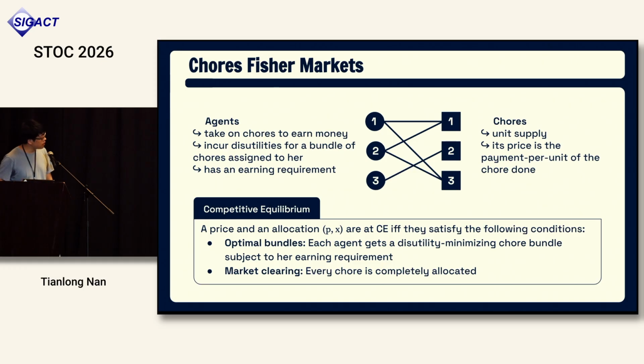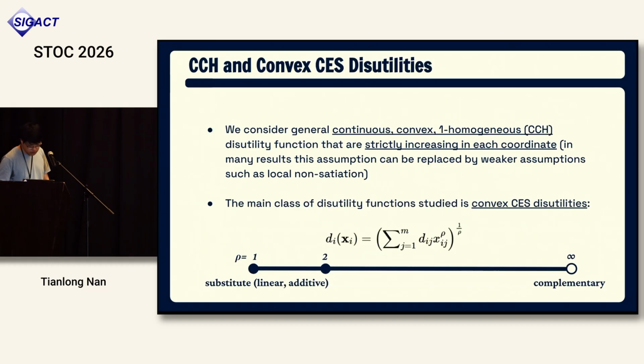And the target is a competitive equilibrium. It's very classic, and it's defined by a pair of price and allocation, such that each agent will get this disutility minimizing chores bundle subject to the earning requirement, and each chore will be completely allocated.